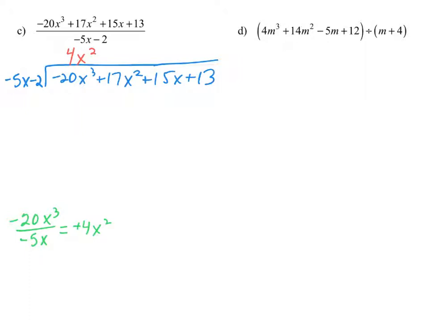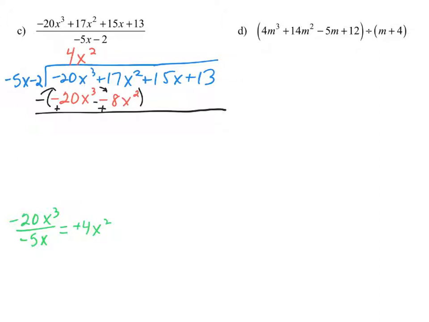So then we're going to multiply 4x squared times the entire negative 5x minus 2. So 4x squared times negative 5x is negative 20x to the third, and 4x squared times minus 2 is negative 8x squared. Now we're going to subtract this entire quantity. Pay special attention to the sign, because when we distribute that negative here, this minus a negative is a plus, and when you distribute the sign to the second term here, minus a negative is also going to be a plus.